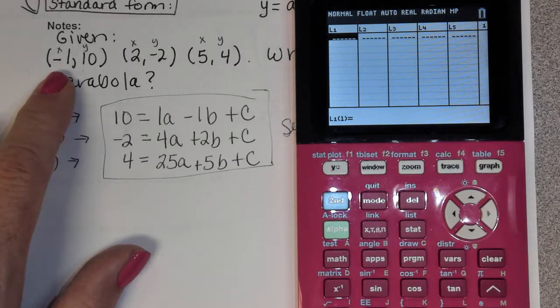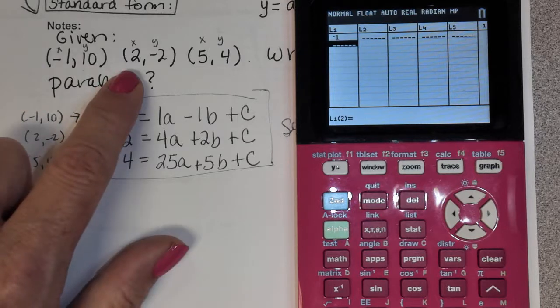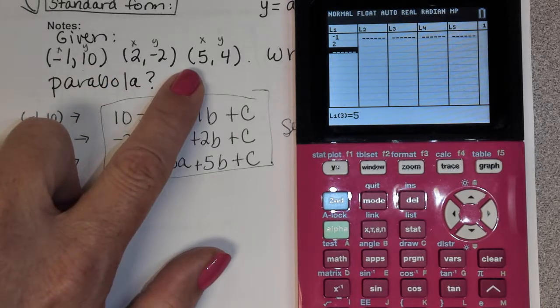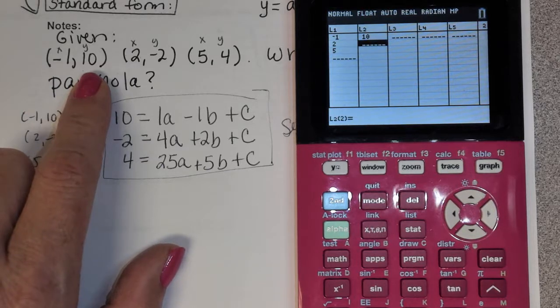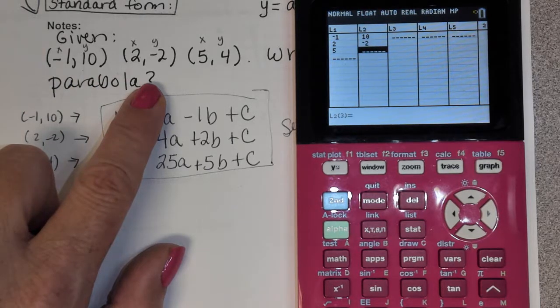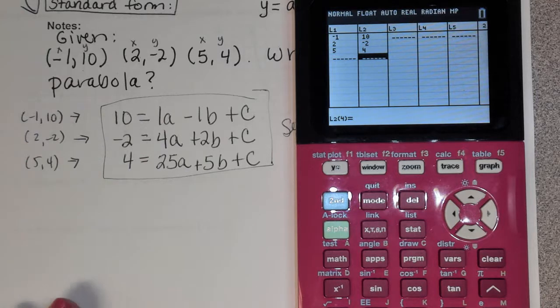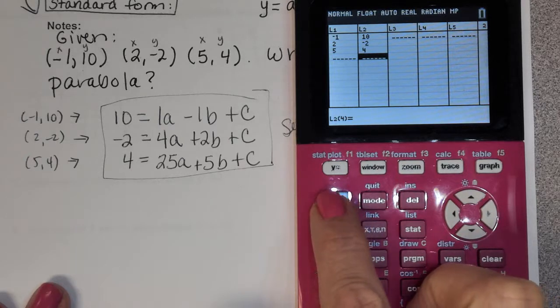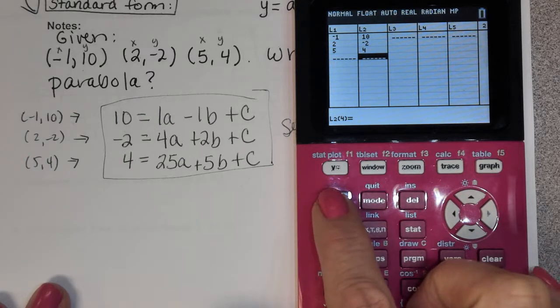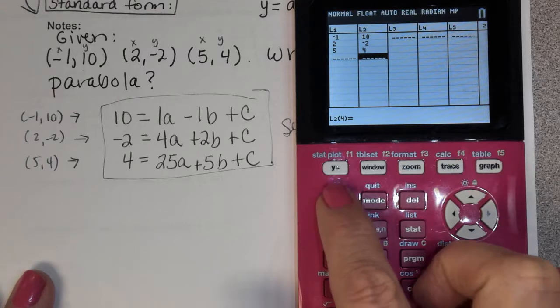Put in your points: -1, 2, 5. Put in your y's: 10, -2, and 4. Remember what we're doing here? Oh wait, and then when you count, you just do quad. Exactly, right. So I'm going to quit.